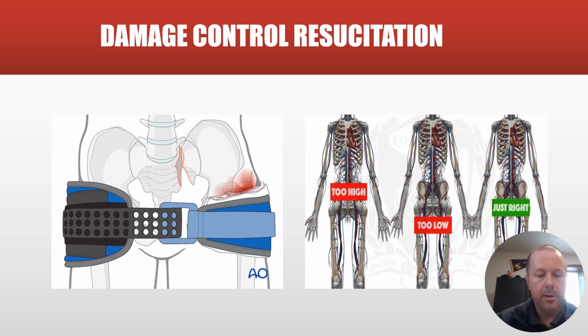So pelvic binders, you can see that picture right there. Those are typically, the picture on the left, the pelvic binders that are EMS issued. SAM splints is what they typically are called. As you can see exactly where that's placed on the right there. You've got too high, too low, and just right. You want to go directly over the iliac crest. That is going to be the safe way to apply that so you can put that on the patients.